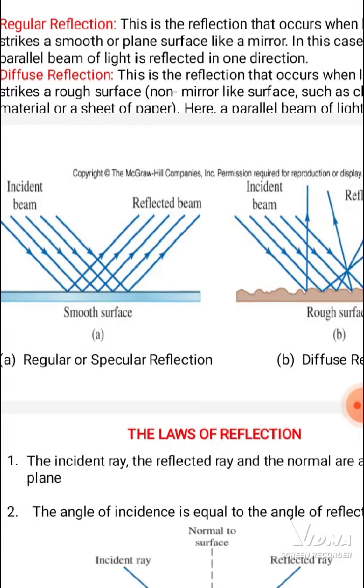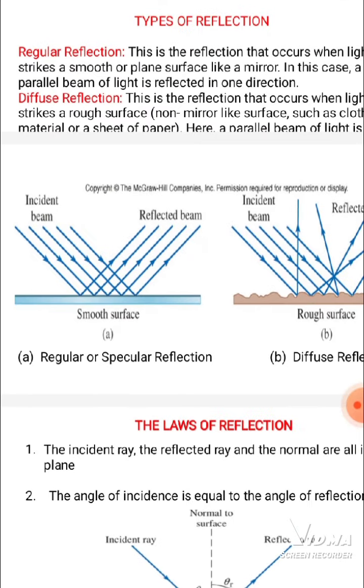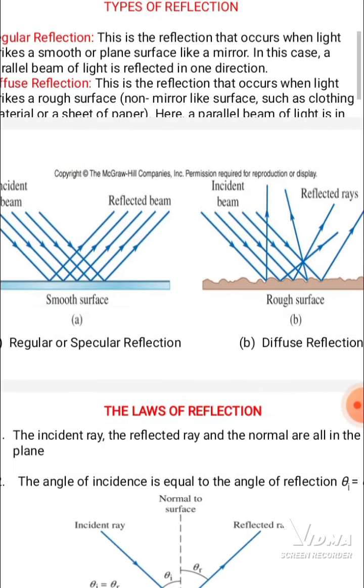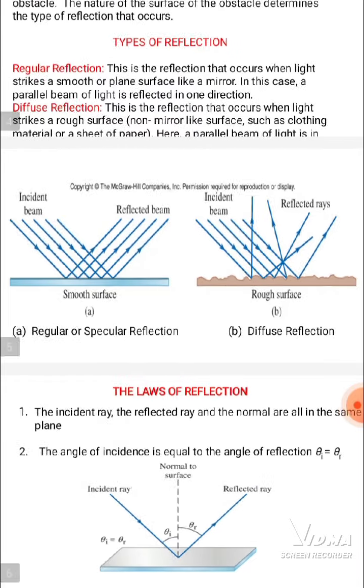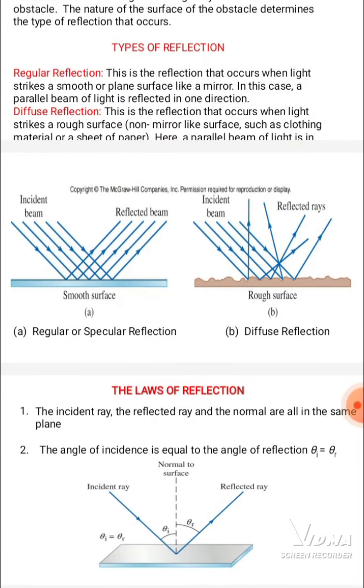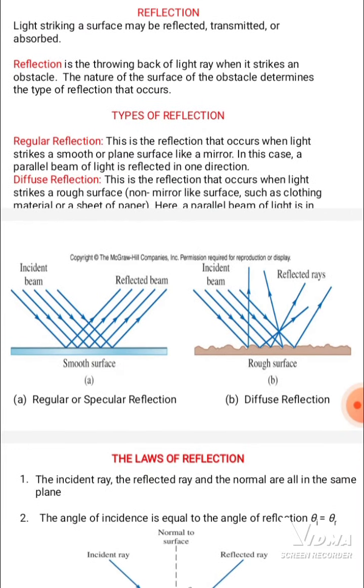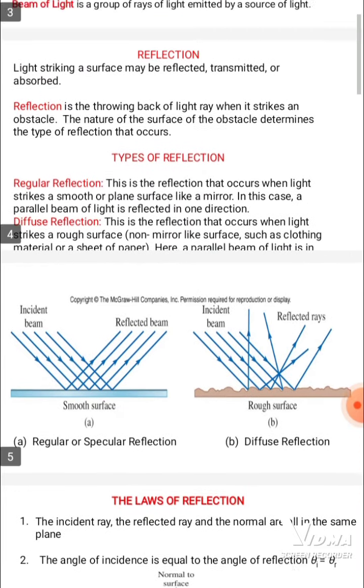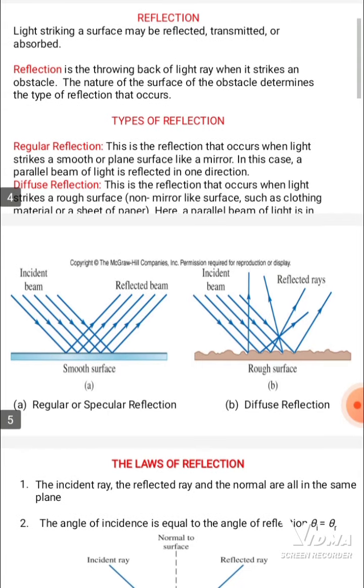Before we progress, let me also tell you that in the case of a beam, you can have a divergent beam, a parallel beam, and of course a convergent beam. A very good example of a convergent beam is the one that you have from a projector.